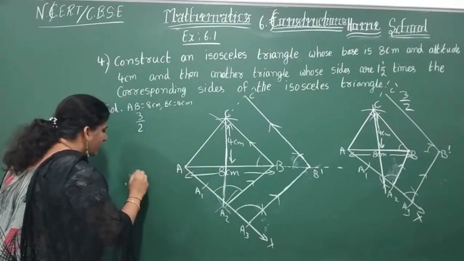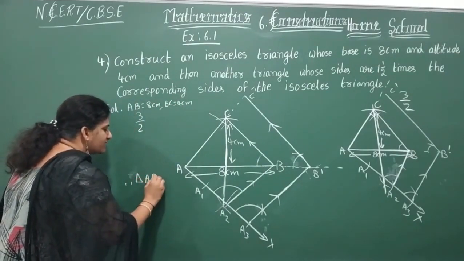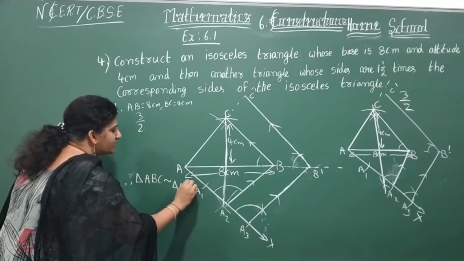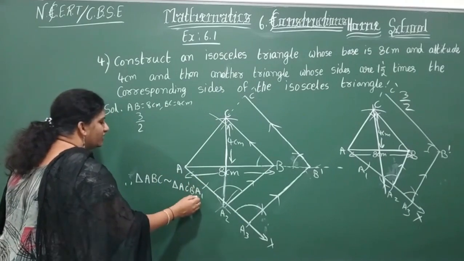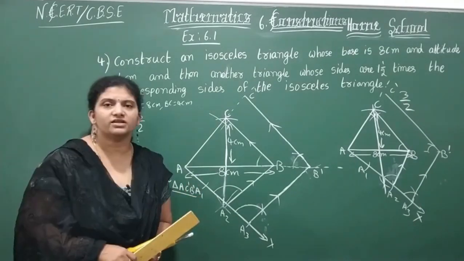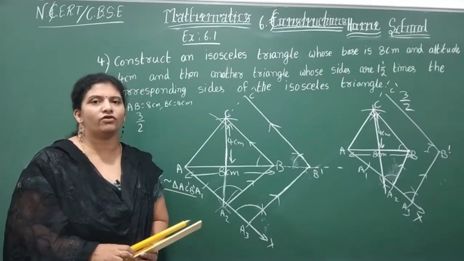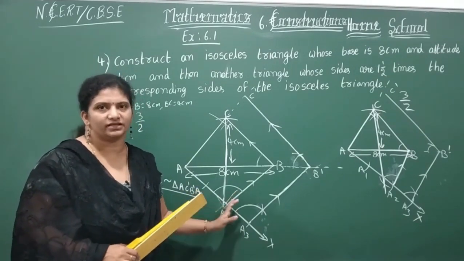Therefore, what can you say? Triangle ABC is similar to triangle AC dash B dash. This is your final answer. And steps are not so necessary. If they ask, you can follow the steps of how you have constructed this.